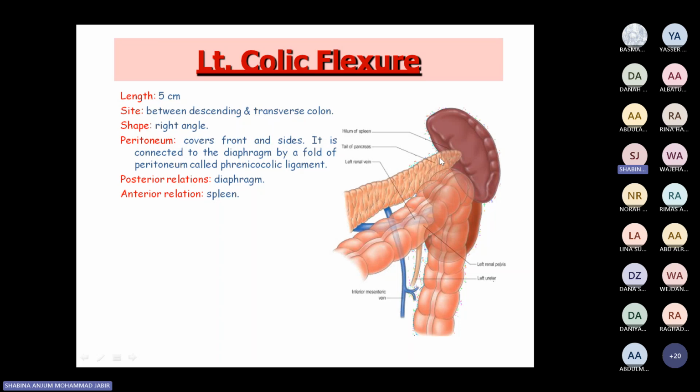What about the left colic flexure? It is about a right angle between the descending and transverse colon, and it is connected to the diaphragm by a fold of peritoneum called the phrenicocolic ligament. Don't forget that the left colic flexure, or splenic flexure, is attached to the diaphragm by the phrenicocolic ligament. What are the relations? Posteriorly it has the diaphragm and anteriorly the spleen.